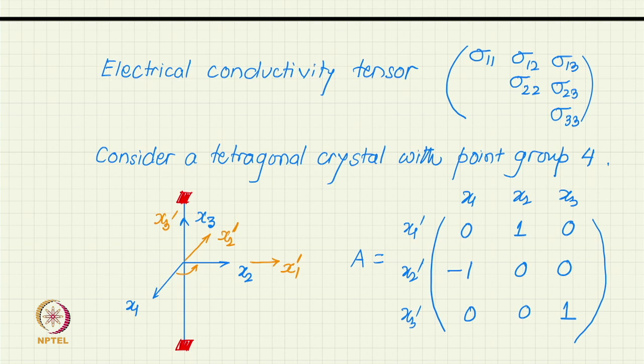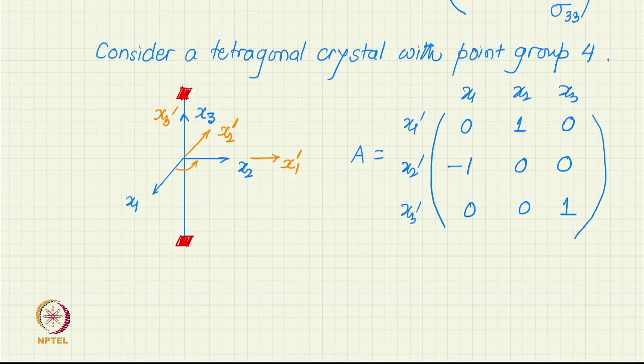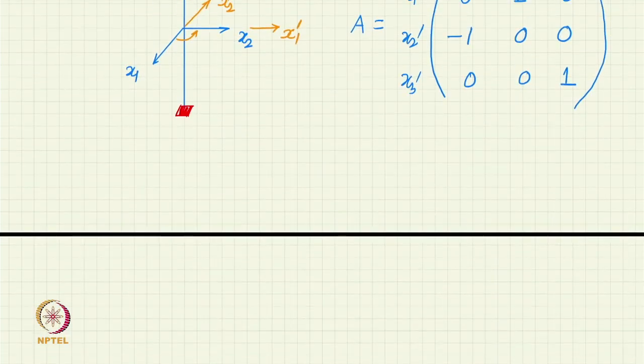Now, we will apply this A matrix to the tensor components, and we will demand that under this change, Neumann will demand that since the tetragonal crystal has this fourfold symmetry, the property should also have the fourfold symmetry, which means that if I apply this coordinate transformation to my electrical conductivity tensor, it should not change, it should have the same tensor representation. So, let us do that exercise.